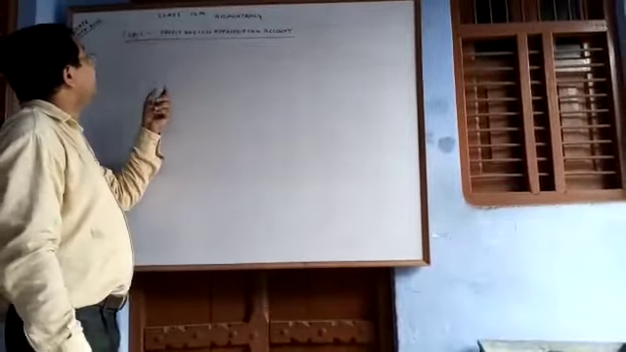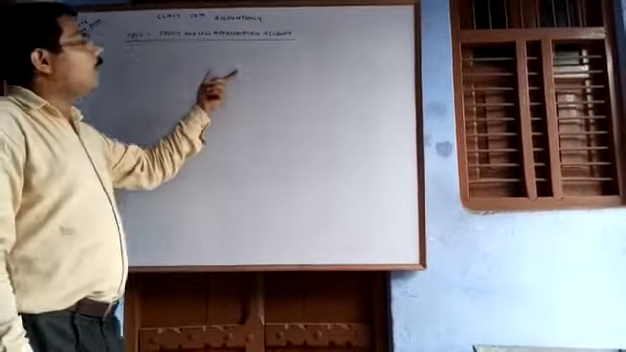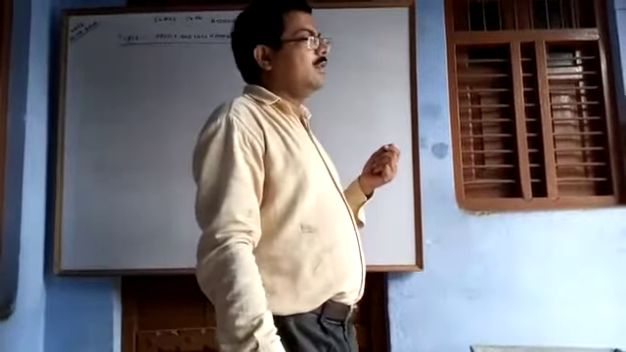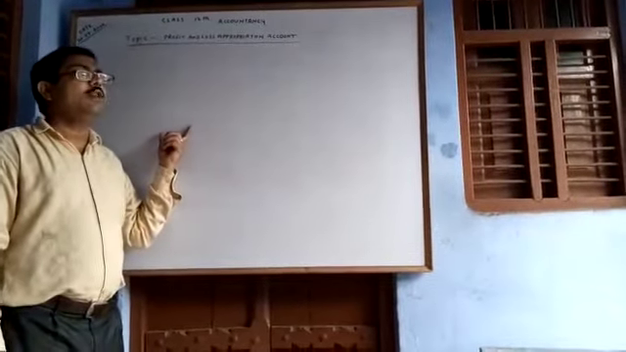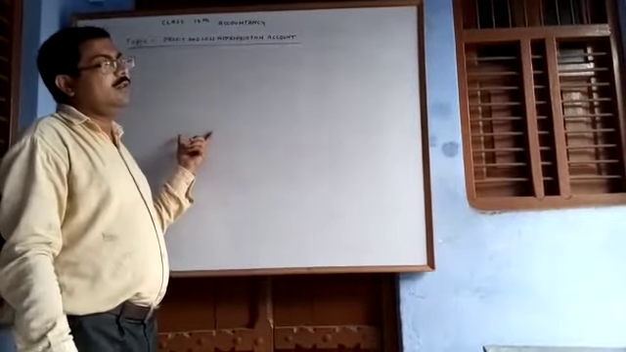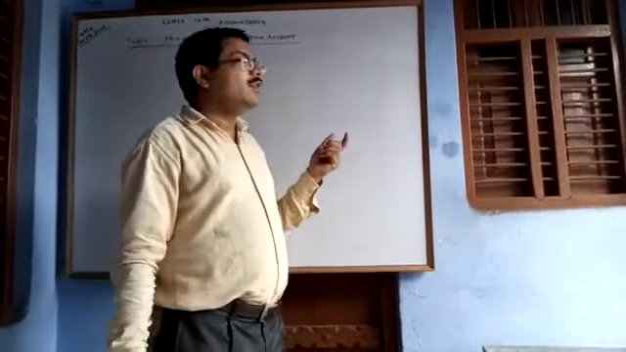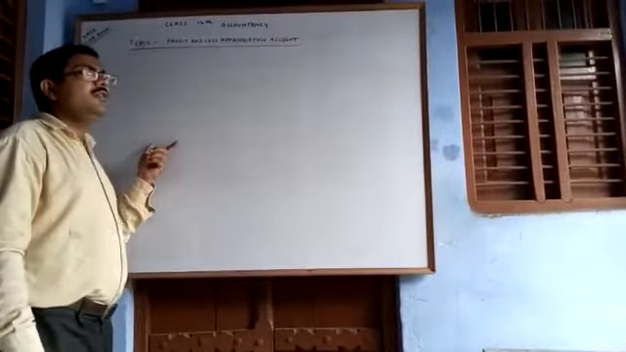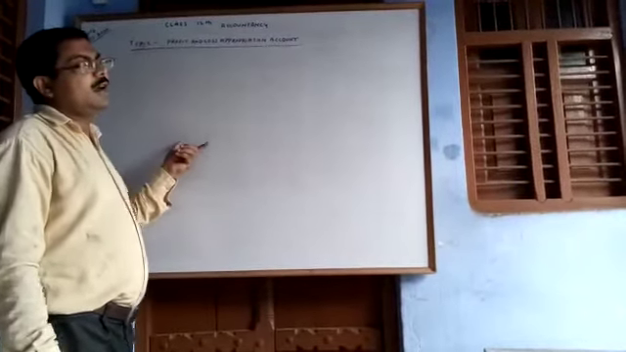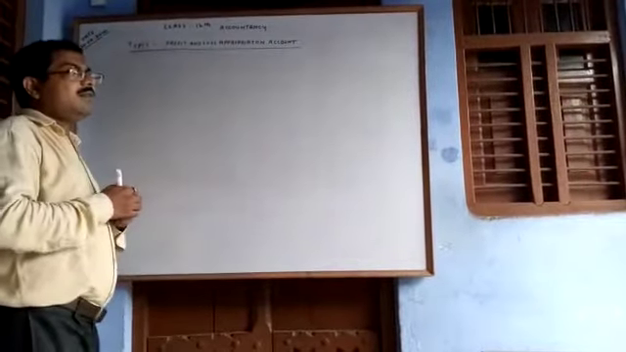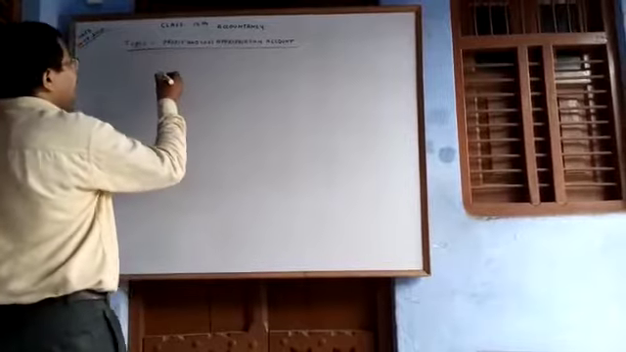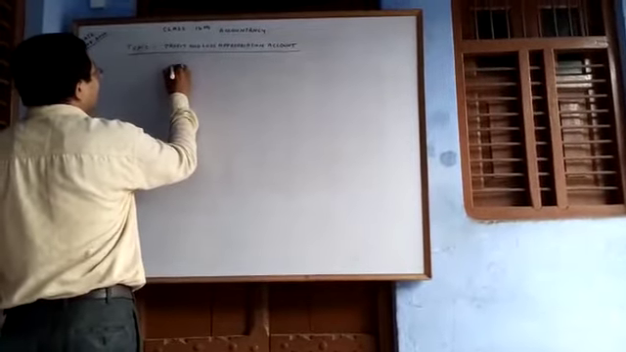Today I will discuss the topic Profit and Loss Appropriation Account. The Profit and Loss Appropriation Account is the extension of the Profit and Loss Account. It is prepared to show the distribution of profit among the partners. How to prepare the Profit and Loss Appropriation Account?